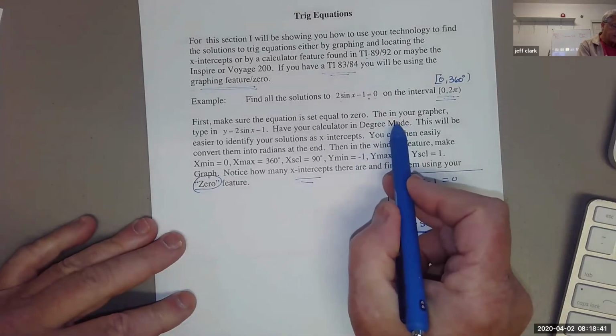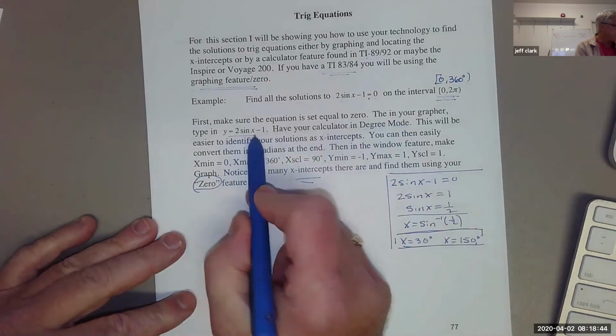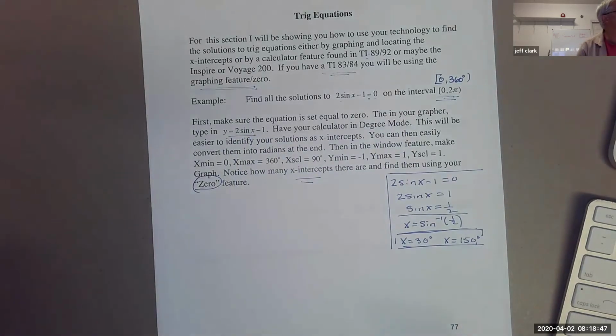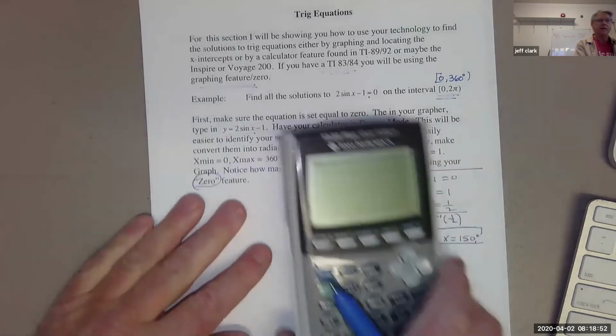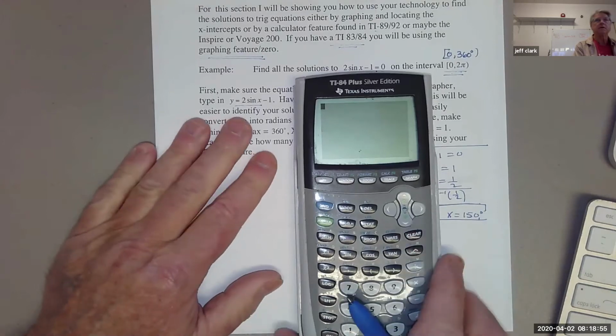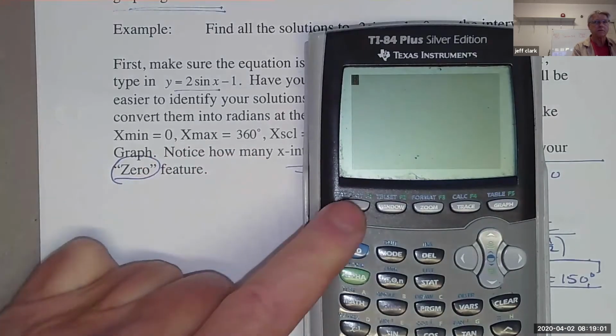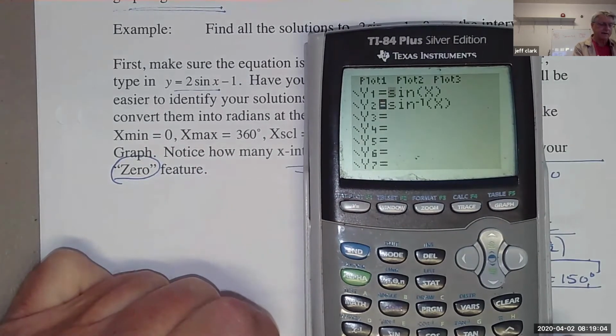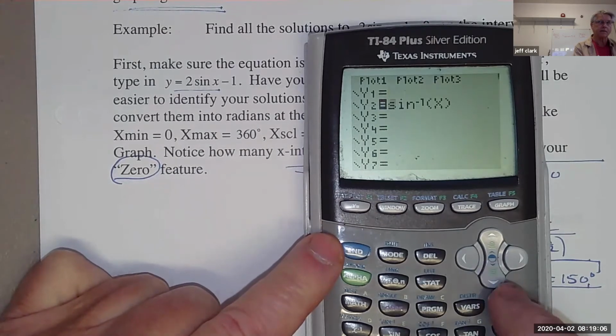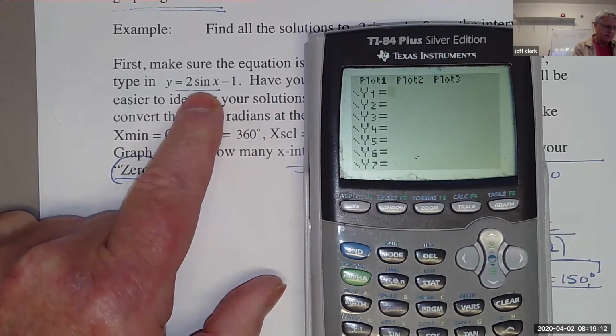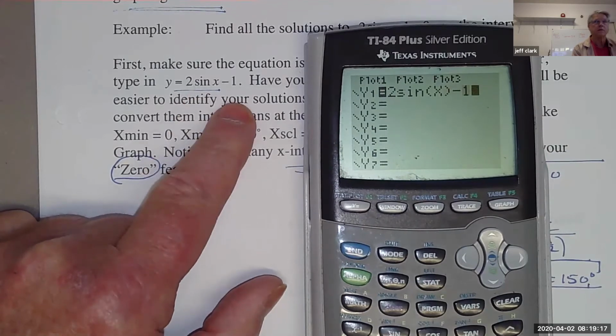In your grapher, you're going to type this in. So here's my calculator. When I say grapher, I mean you're going to go y equals, and I don't like this stuff here, so I'm going to get rid of that. So I'm going to type in 2 sine x, close the parentheses, and then subtract 1. Now, I need to set my windows.